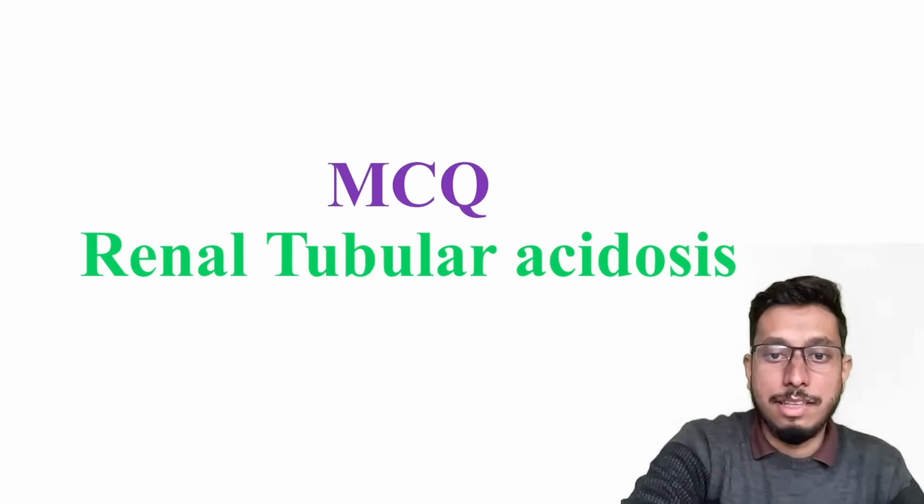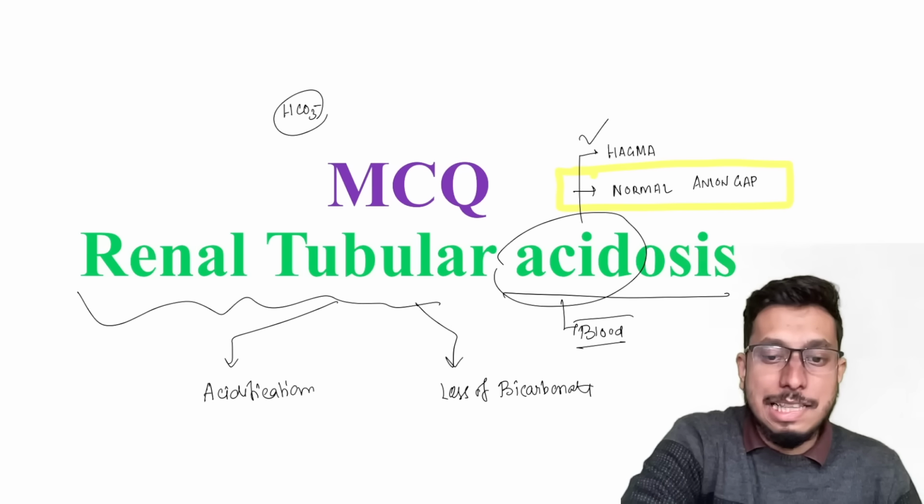Why so? Because it's not due to the unmeasured anions or cations, but due to the measured anion and cation defect. What are the measured anions and cations? Measured ones are sodium, potassium, chloride, or bicarbonate. Okay, so this is a normal anion gap metabolic acidosis where the defect lies at the level of the renal tubule. So what is the defect at the level of the renal tubule? Defect at the renal tubule is either defect in acidification, which is the main function of it, or there is loss of bicarbonate. All right. So this is the gist of RTA or renal tubular acidosis that you need to know.